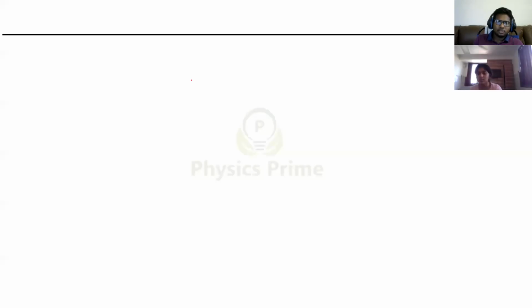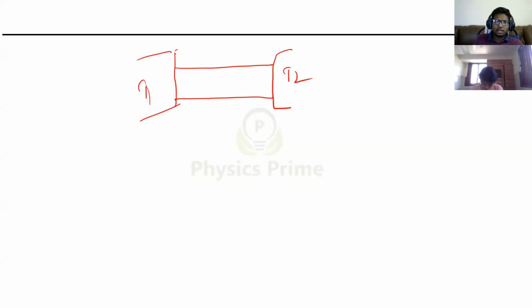We have seen the previous question regarding junction temperature, right? This is T1, this is T2, and this is K1, L1, A. Area of cross section is K2, same for L2A. K2, L2, A. So 3 questions I asked.